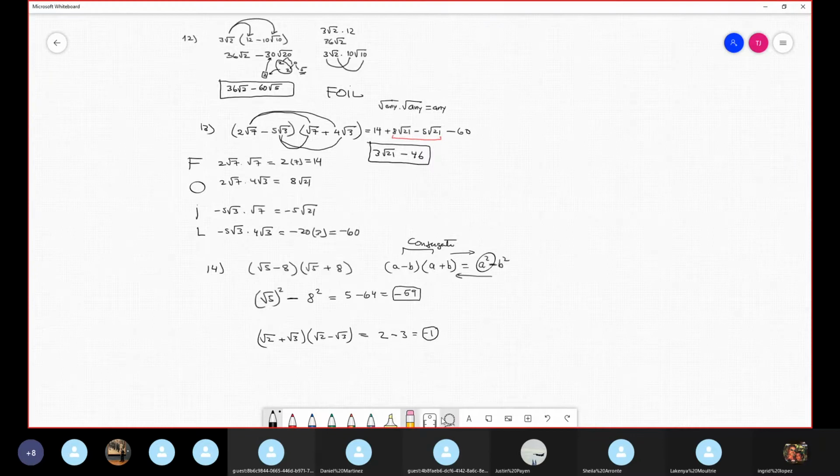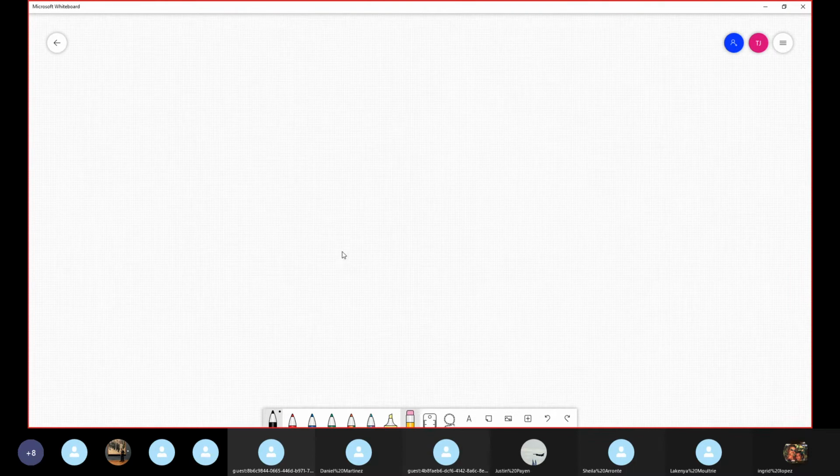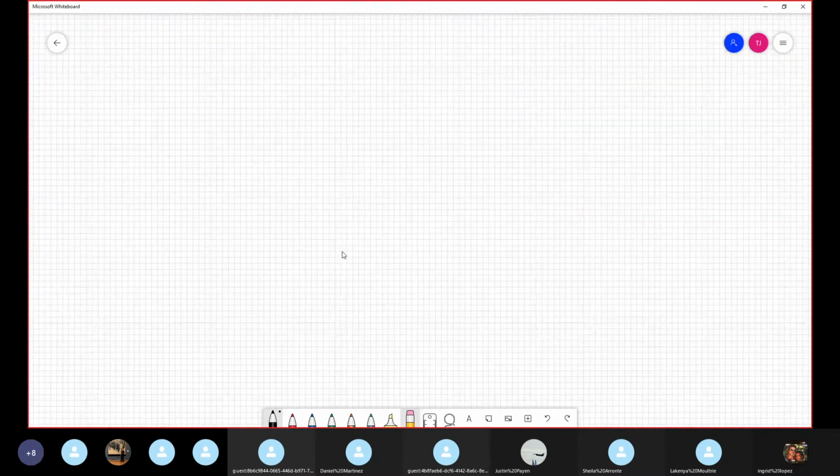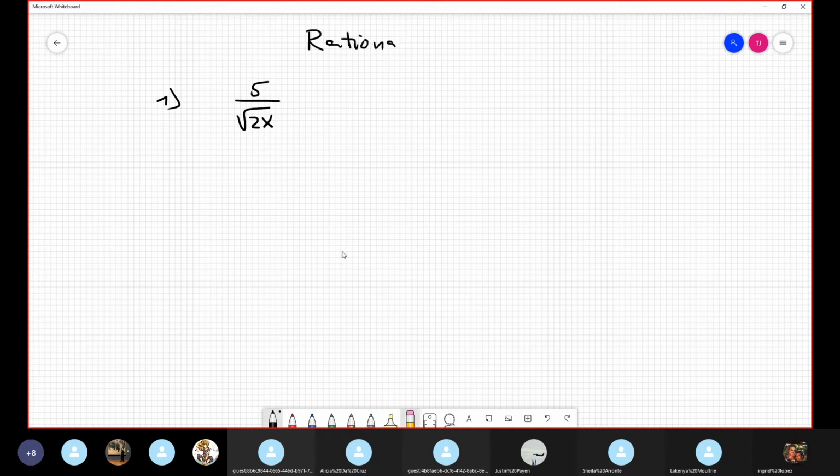Okay, so let's move on to worksheet 19, which is the last part of the review packet for test 4. Question 1: 5 over radical 2x. And the question says rationalize the denominator and simplify.